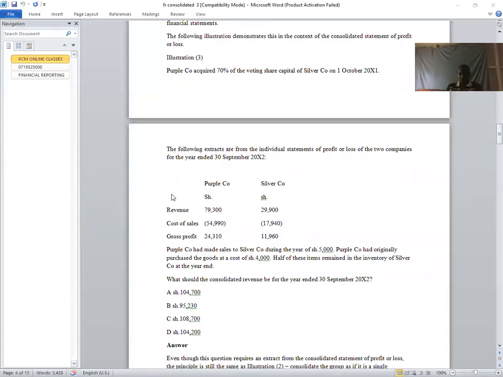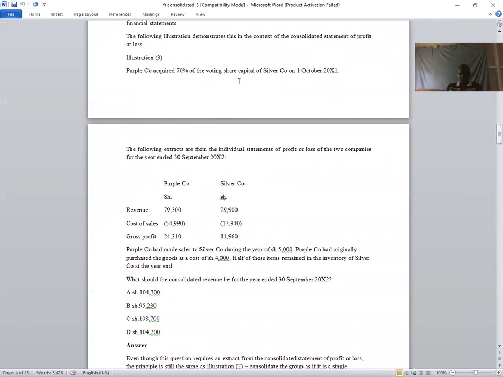Yes. So straight away, I would want to see whether you guys are following by giving you a small illustration here. Look at illustration number 3. P company acquired 70% of the voting share capital of Silver Company on 1st October 2011. So 70% is more than 50%, meaning that we are in control of Silver Limited. Silver is our subsidiary. We have to consolidate it fully.